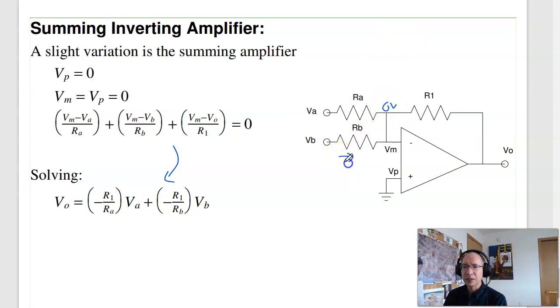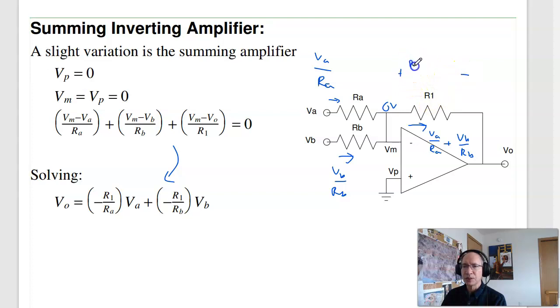This current is VB over RB. This current is VA over RA. Those two currents have no place to go. They have to go through R1. So that current is VA over RA plus VB over RB. That's the current. V equals IR. So this voltage is the current times R1.